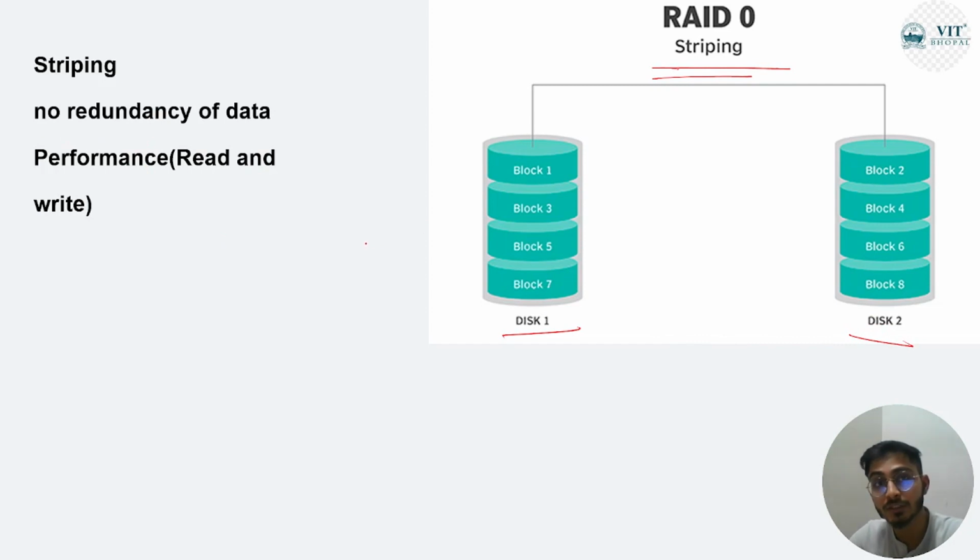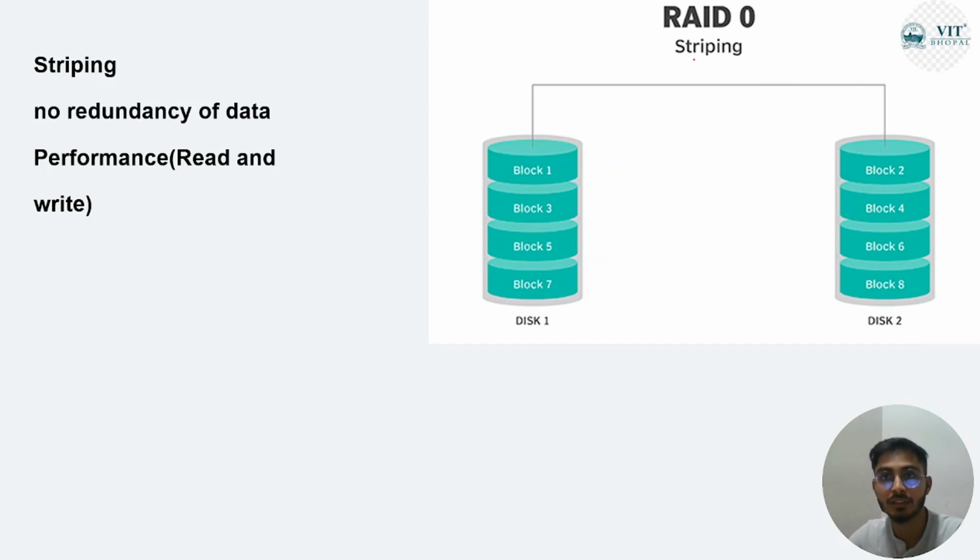So what is the use of this? It will increase performance. How? If, for example, data is stored in two disks and someone wants to access it, they can read from both disks. They can write to both disks at the same time. So this will definitely increase performance.